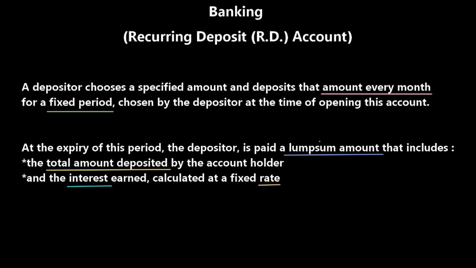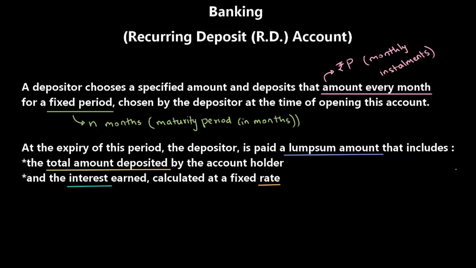All right. So let's just quickly review again what we just read. So the depositor is depositing a certain amount every month. So let that amount be rupees P. That amount could also be called our monthly installments. Now this amount is being deposited for a fixed period of say n months. Right. This time period is also known as the maturity period.